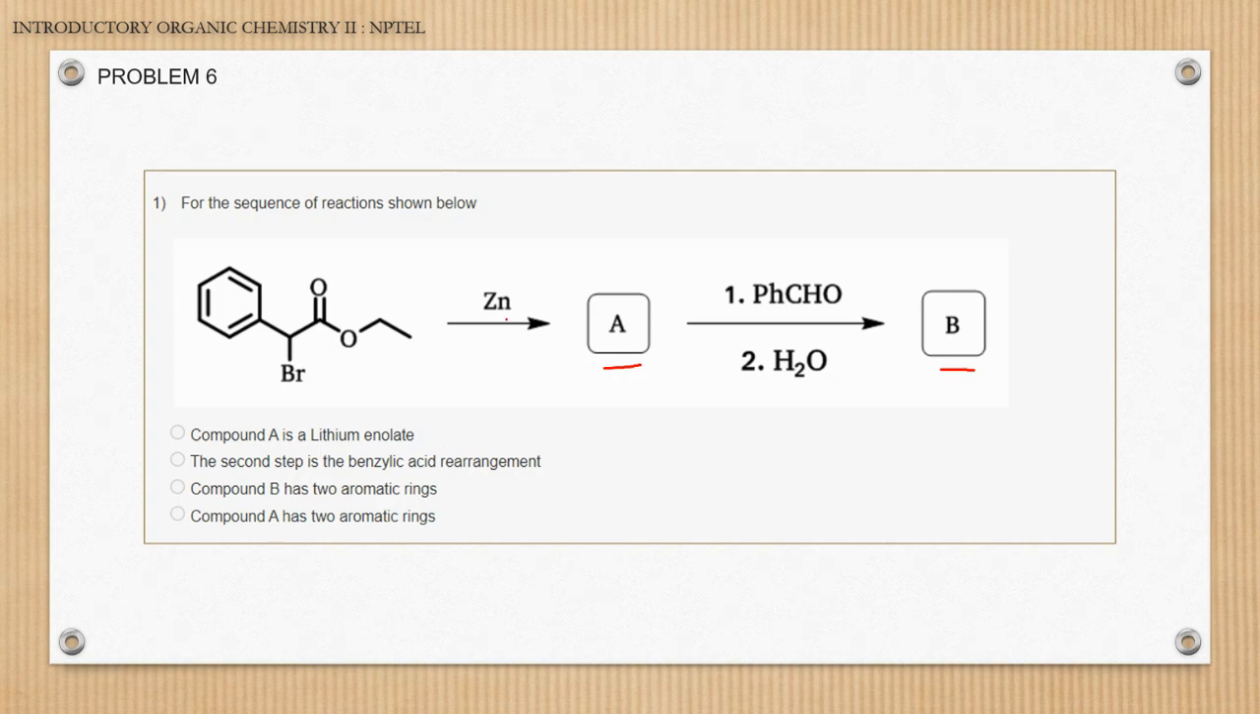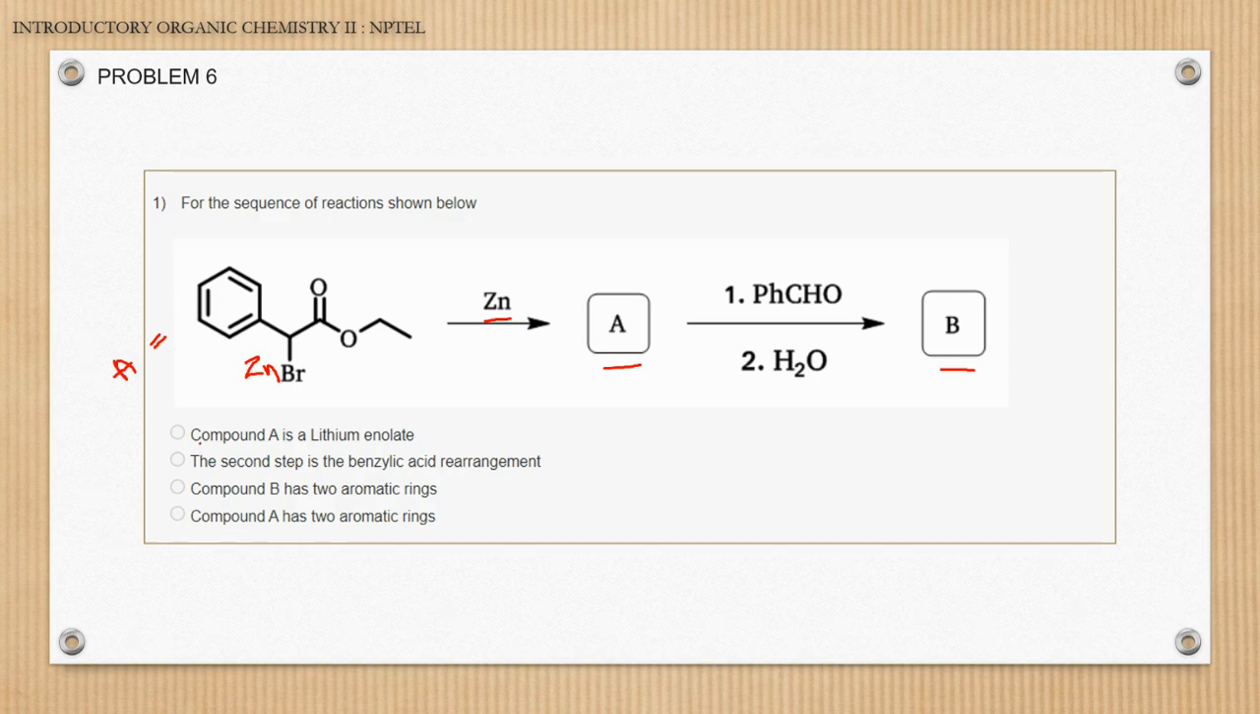First, I have told you whenever you see zinc and a C-Br bond, there is an oxidative insertion into the C-Br bond, and what you will get is this product, zinc coordinated with Br. Fine. So A is this species. Basically, I have drawn it. So A is equal to this.